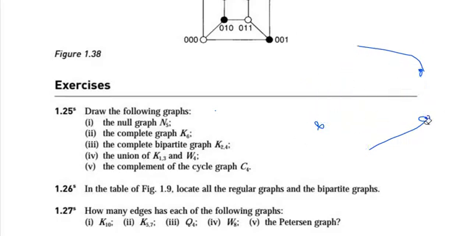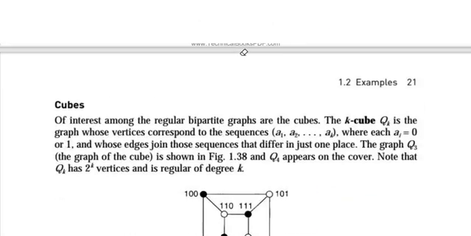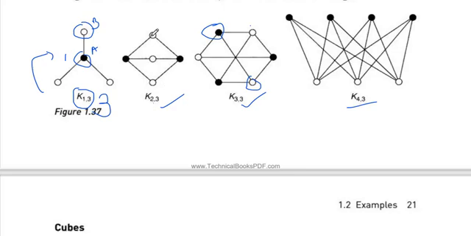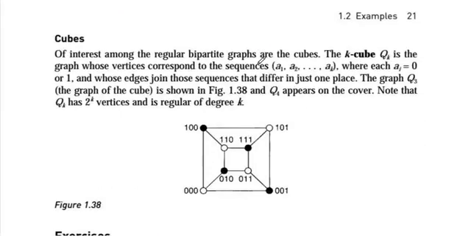Then the complete bipartite graph K_2,4. You can draw this as K_2,3, and then you can add one more white vertex here. So this is K_2,4. You can make it like this.